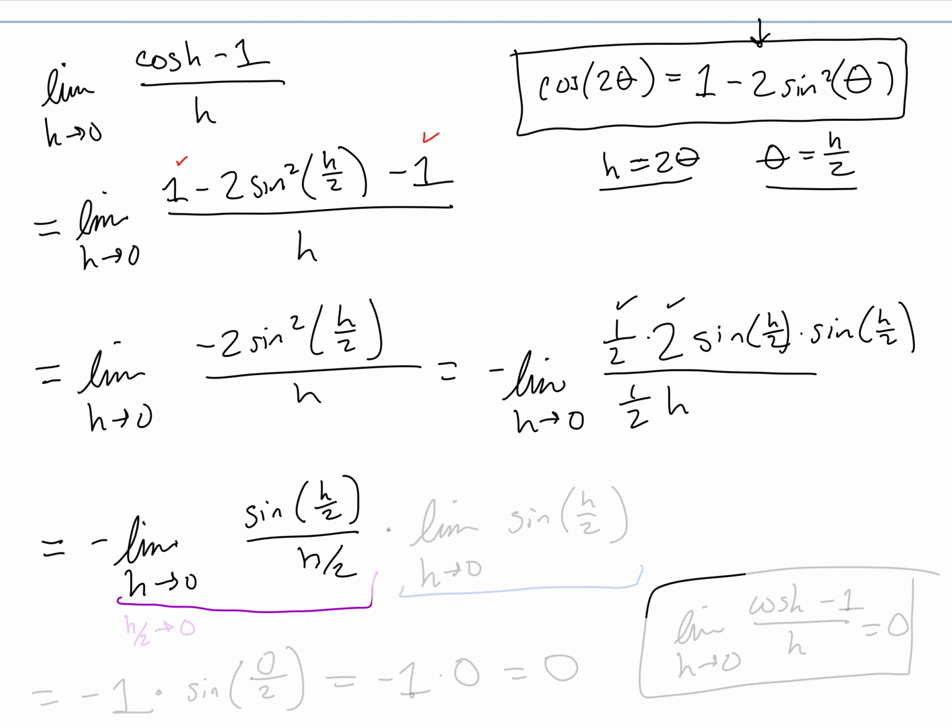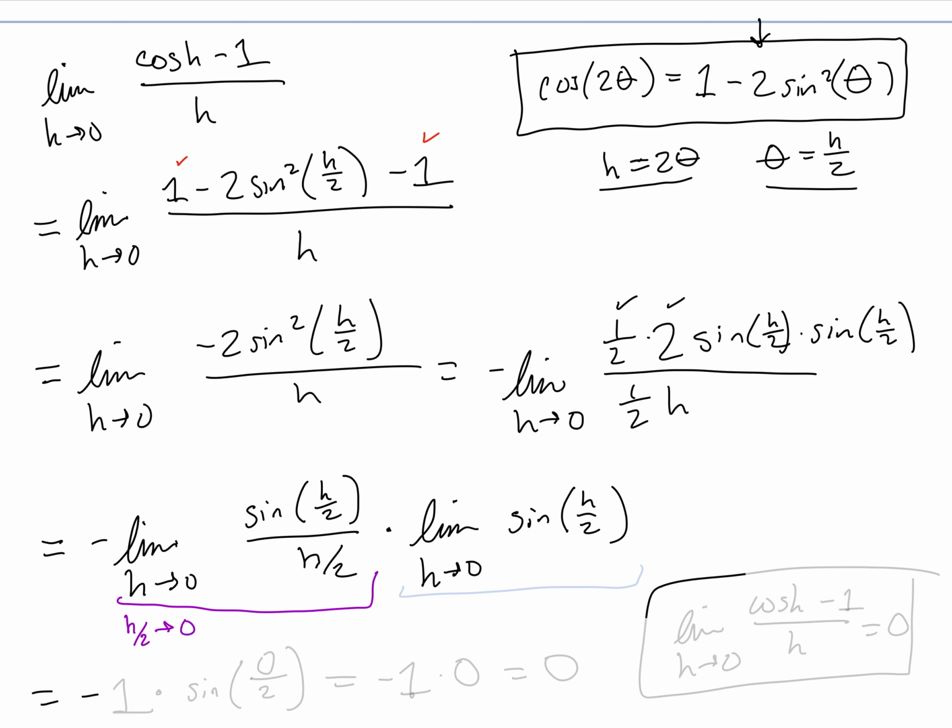over 2, 1/2 h, times, now we're going to break up this into the product of two limits, and we know that the limit of f times g is the same as the limit of f times the limit of g, so we're breaking this up, times the limit as h goes to 0 of sine of h over 2. And so now we've got negative limit as h goes to 0 of sine of h over 2 divided by h over 2. Well, if h goes to 0, then h over 2 also goes to 0.